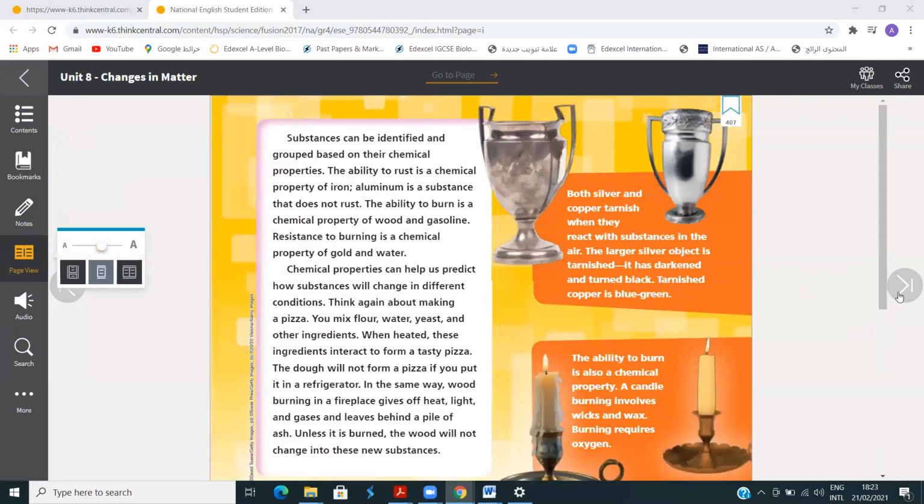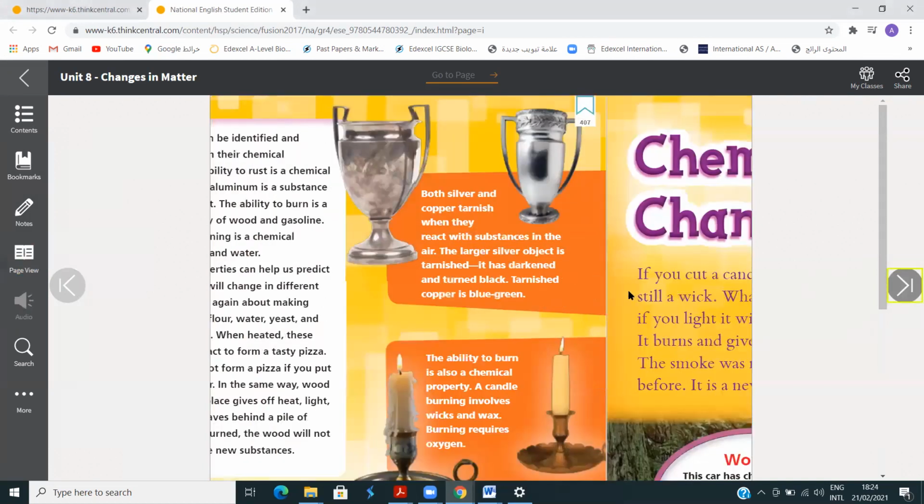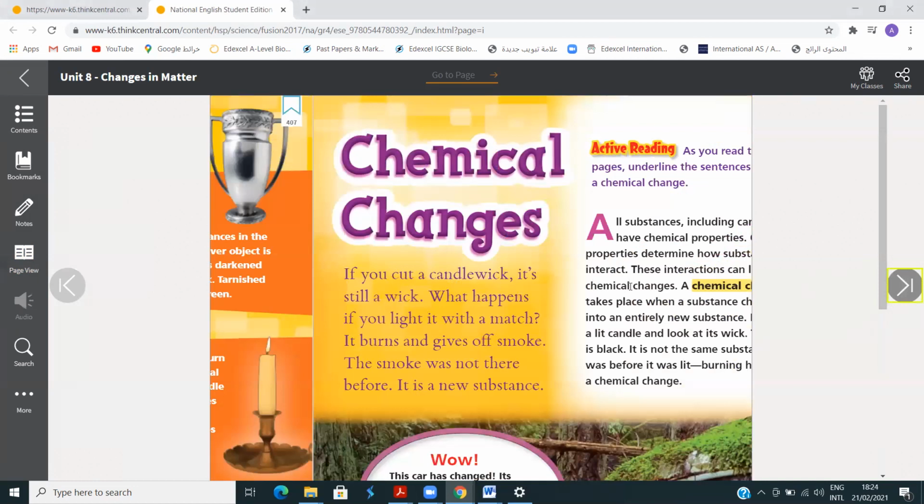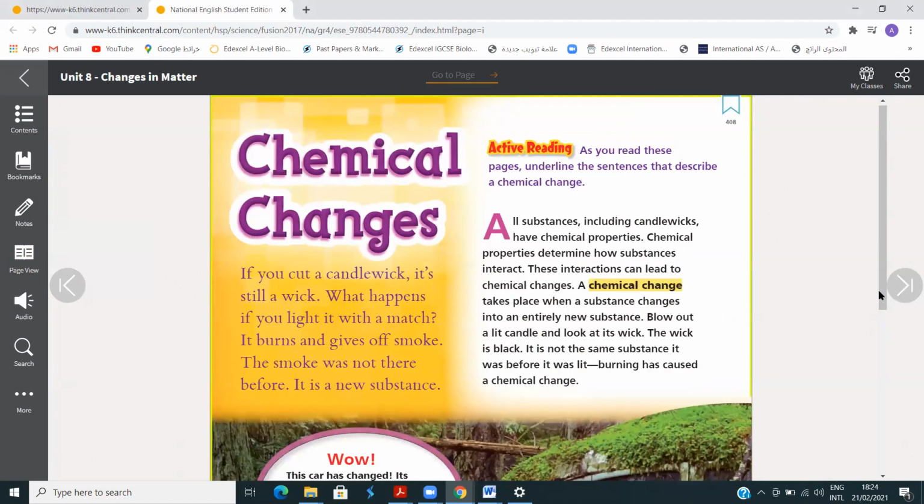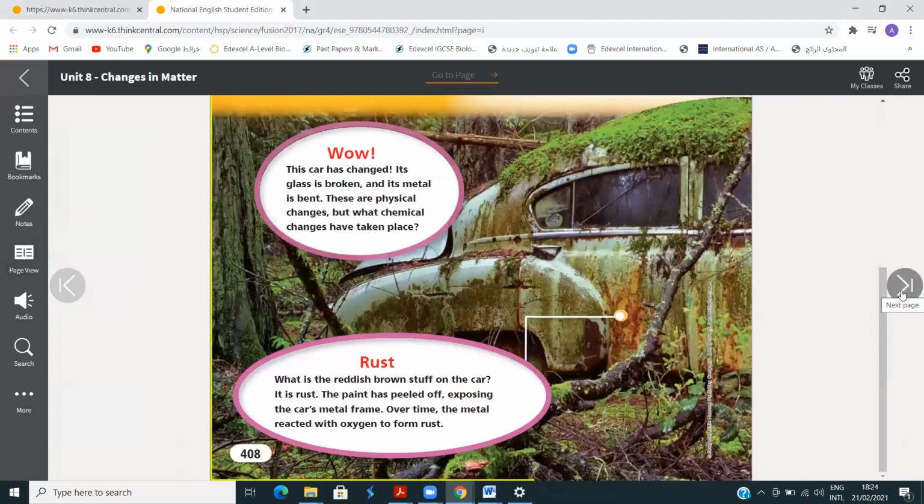Okay, go to the other page here. We called it chemical change. Chemical change here means that it changes to a new substance, like this car. That's the last thing we said. This car has rust. You see, this rust makes what's called iron oxide. This is a chemical reaction between the body, the frame of the car, and the oxygen.